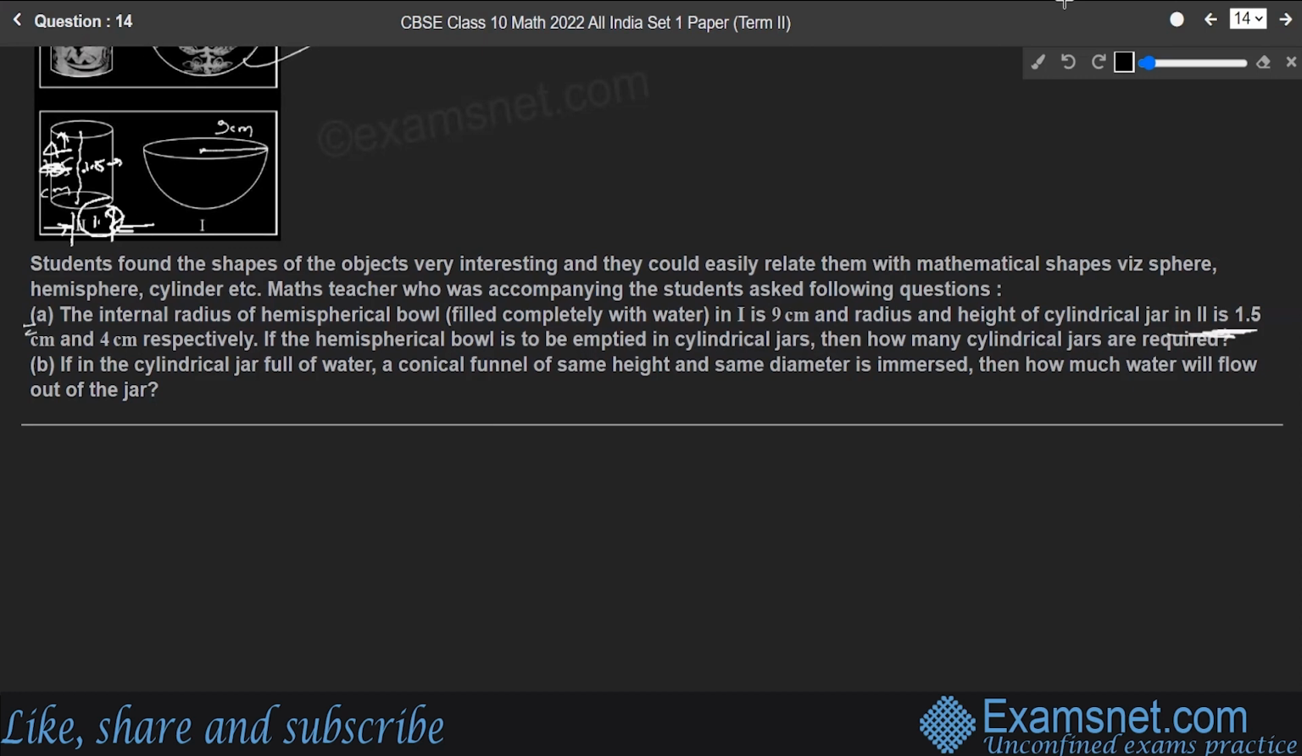Now what we are supposed to do: if the hemispherical bowl is to be emptied into cylindrical jars, whatever was the content of the hemispherical jar is to be emptied into the cylindrical jar, then how many cylindrical jars are required?